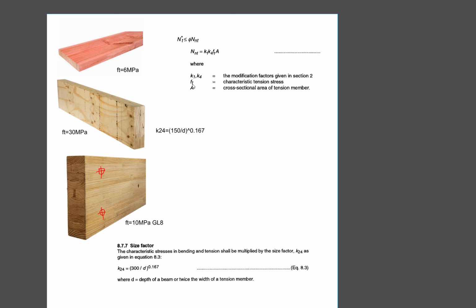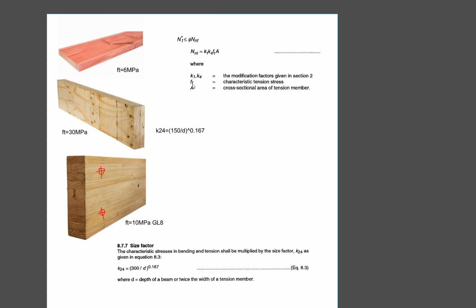All right, let's have a look at the tension design of the timber member. I think tension design is quite straightforward. By looking at the equations, you just need to factor in the K1 factor and K4 factor, which you can find given in section 2.603. So consider your load duration factor and your K4.